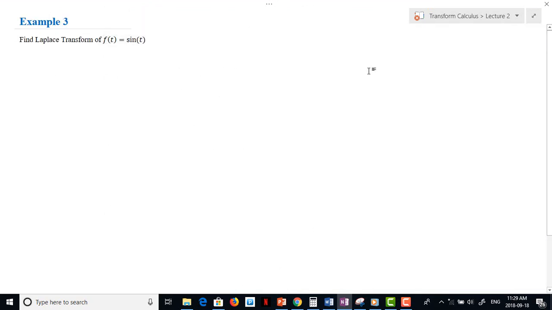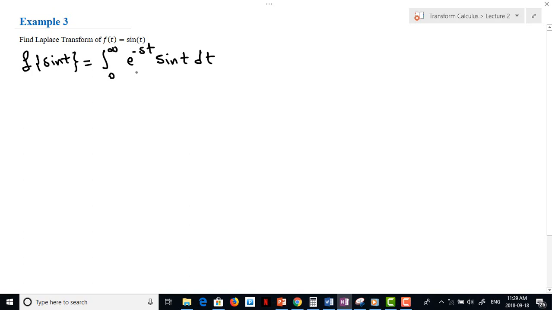Now we solve another example. In this example, we want to find the Laplace transform of f(t) equal to sine t. Again, for finding the Laplace transform of this function, we have to use the definition. So the Laplace transform of sine t is equal to the integral from 0 to infinity of e to the power of minus st times f(t), which here is sine t, dt.